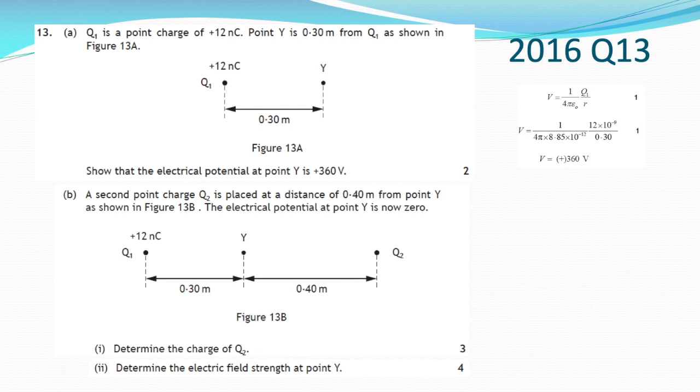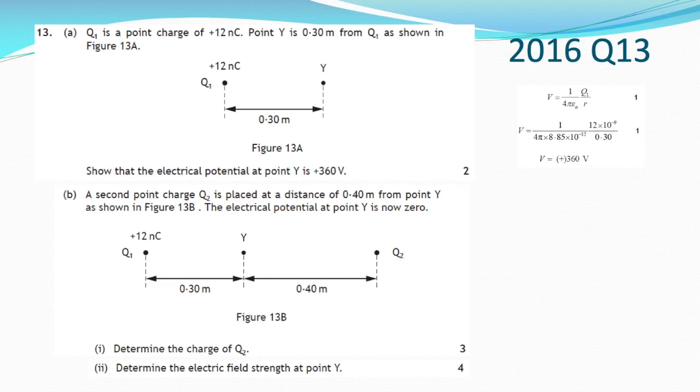Part 2, B part 2. Now this is pretty tricky. It says determine the electric field strength at point Y. Remember, electric field strength is a vector. If we were to put a positive charge at point Y, what would happen to it? Well, it would be repelled away from Q1, because a positive charge will repel a positive charge, but it will be attracted to Q2 because Q2 is negative.